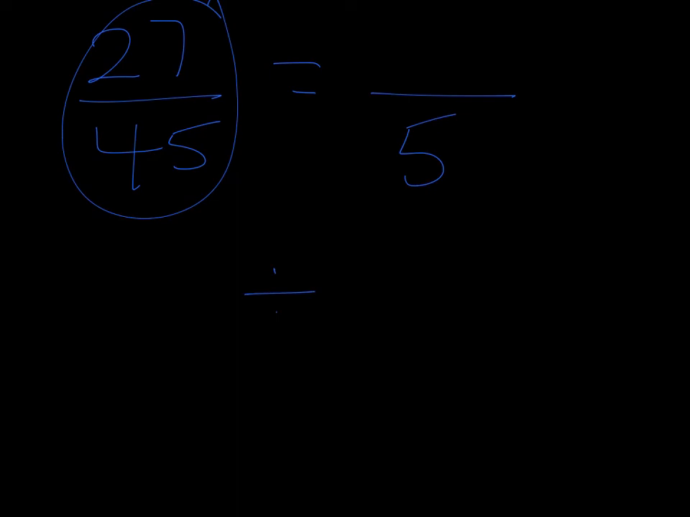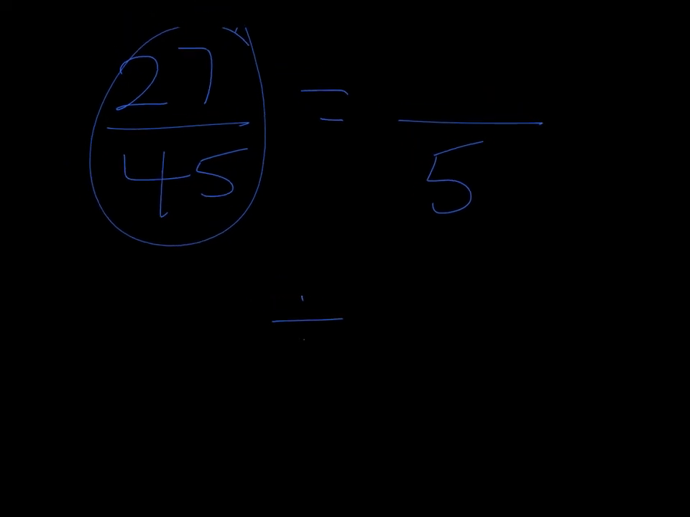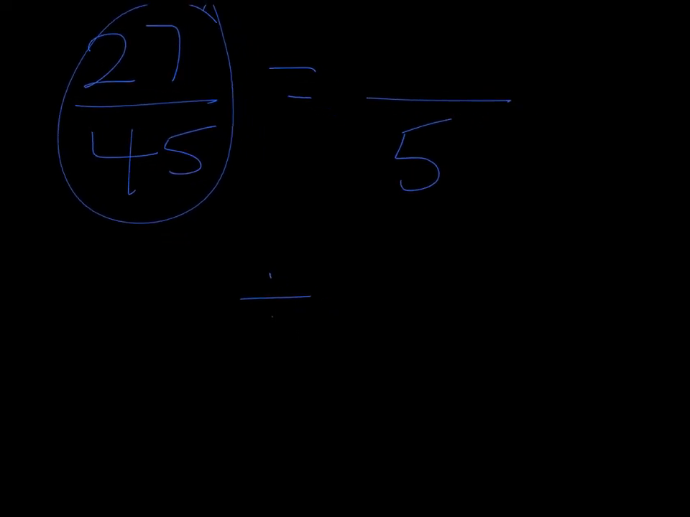So we have to figure out, what are we going to be dividing by? We have to ask ourselves, how do we move from 45 to 5? What do we have to do to 45 to get to 5? Well, we divide by 9. And if we're dividing the bottom by 9, we're going to divide the top by 9. 27 divided by 9 is 3.